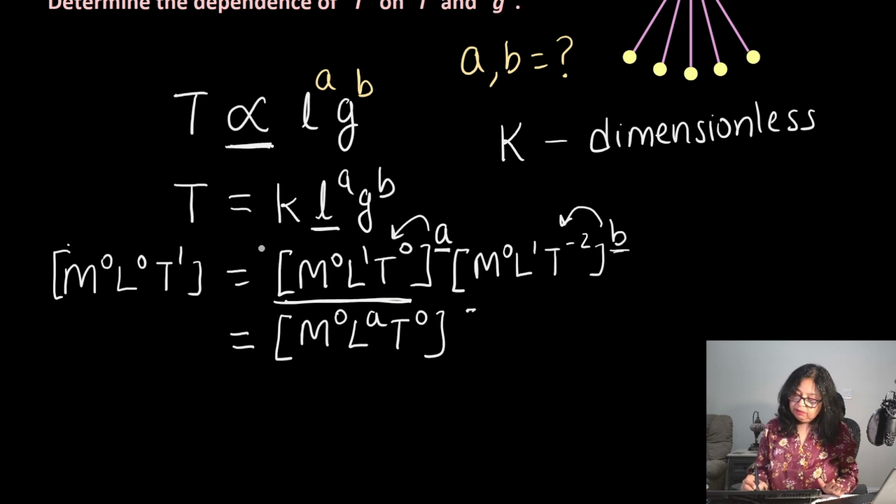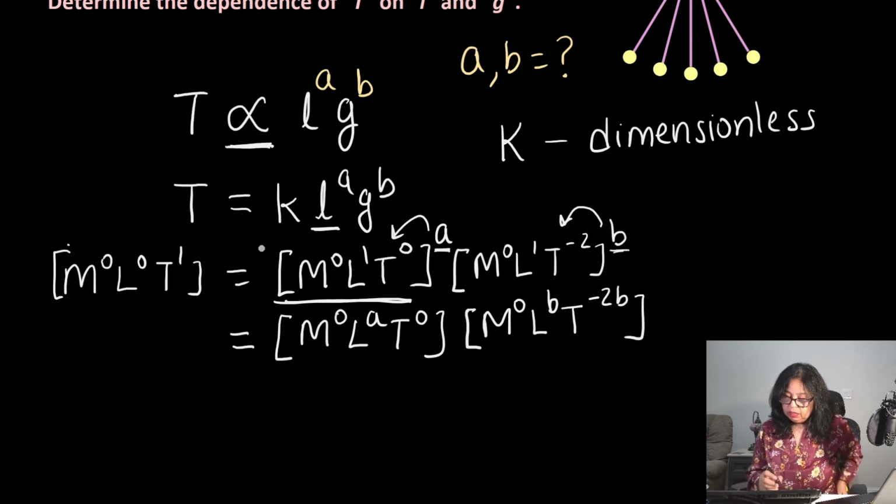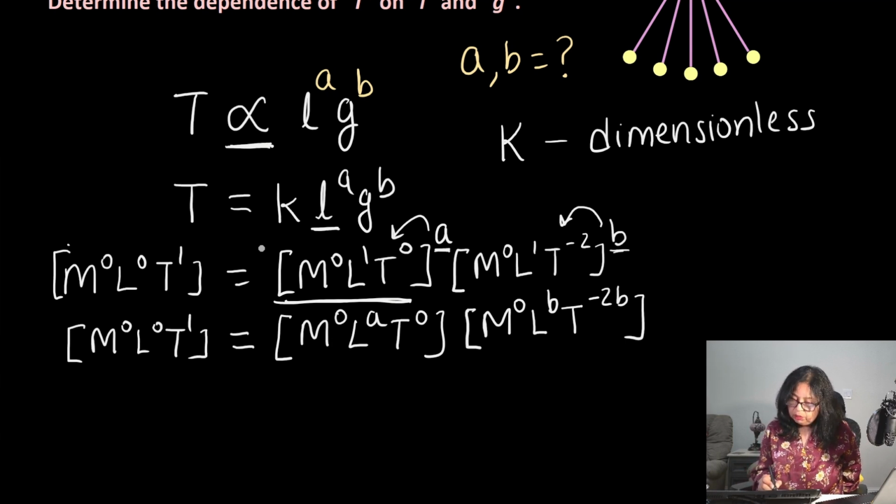Now for the second set of parentheses, B is coming inside the parentheses. M to the power 0 times B is 0. L to the power 1 times B is B. T to the power minus 2 times B is minus 2B. And the left side we know is simply M0, L0, T1.